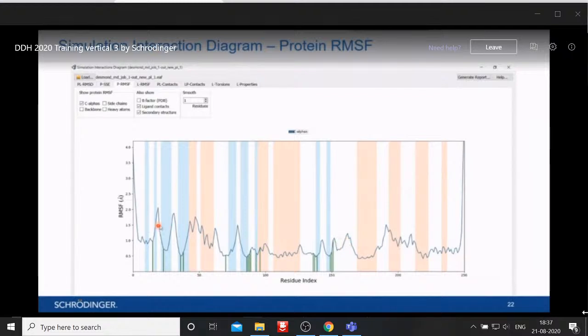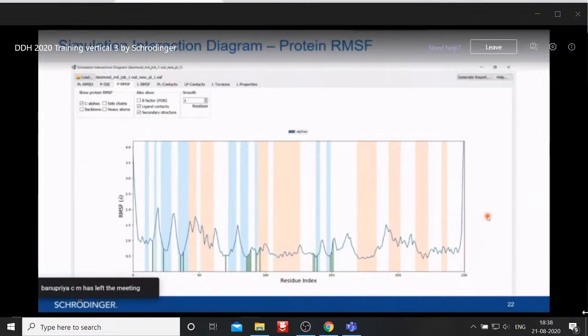In the loop region, because there is a lot of flexibility in the loop, you will always have a spike in RMSF value, meaning the amino acid residues which are present there are fluctuating a lot. As well, you can see these green color lines are basically representing the amino acid residues which are making contact with the ligand. Whenever your amino acid residues are making some contact with your ligand, meaning some hydrogen bonding interaction or other types of interactions, those residues are not fluctuating much.